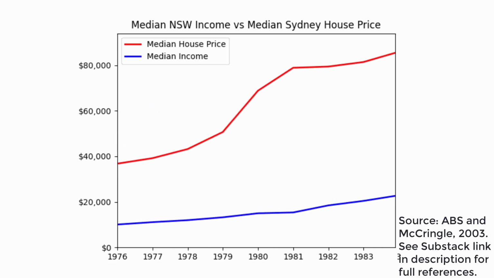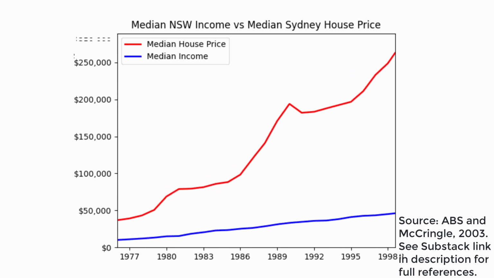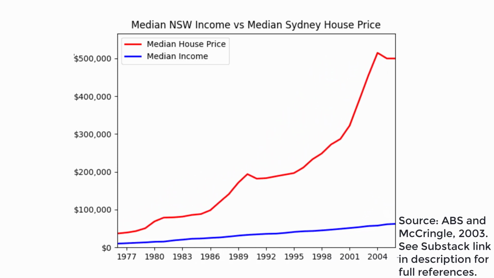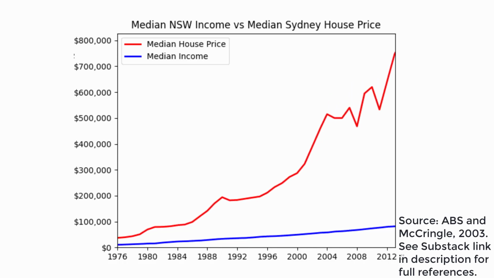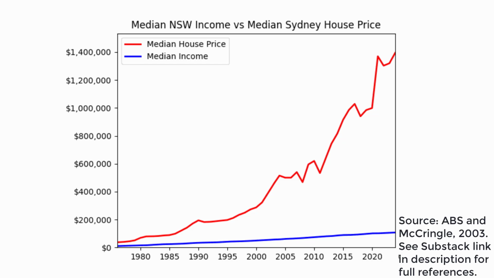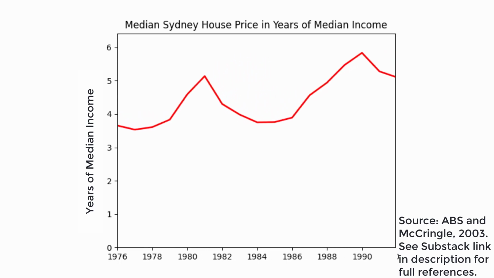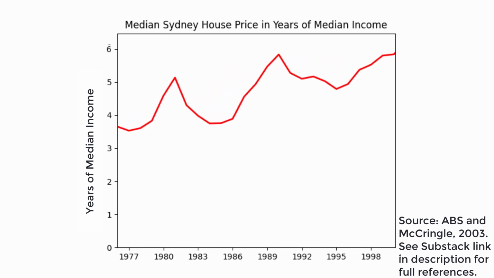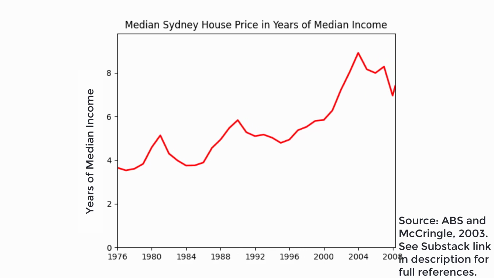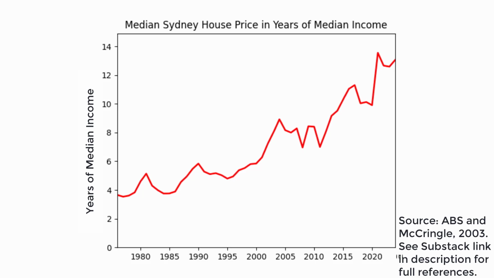Australia is in the midst of a worsening housing affordability crisis. In Sydney, the median house price has increased from $37,000 in 1976 to $1.4 million in 2024. Although wages have also risen during this time, they have not kept pace with this increase. Consequently, the median house price has risen from 3.7 times the median annual income to 13.1.